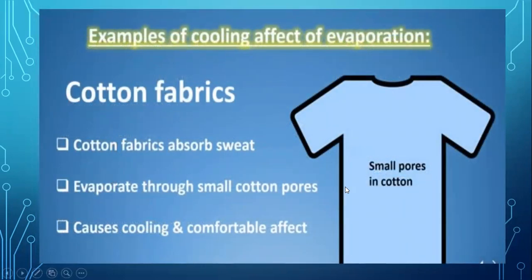Cotton fabrics have small pores in them. These cotton fabrics absorb sweat. That sweat absorbs heat from our body and finally increases kinetic energies that help to overcome intermolecular forces, and finally it gets evaporated. That evaporation through small cotton pores gives us a cooling and comfortable effect.